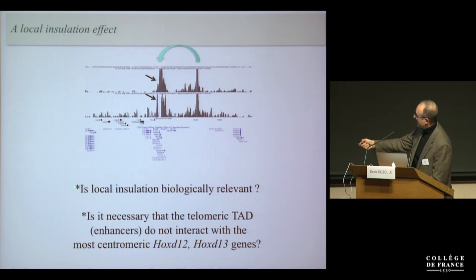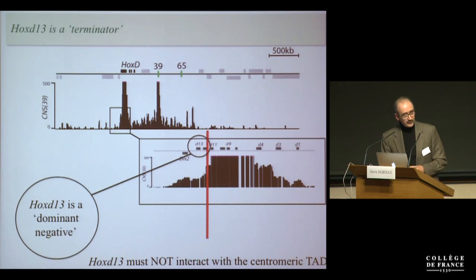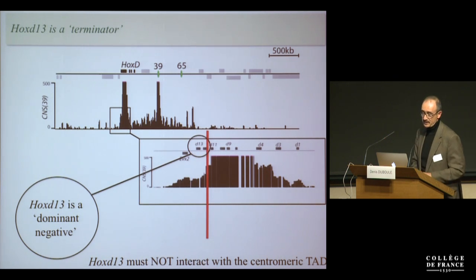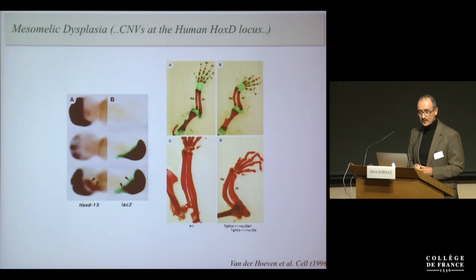So the question, of course, is whether it is biologically relevant. Is it necessary that the telomeric TAD, these enhancers, do not interact with the most centromeric 12 and 13 genes? And the answer is yes. It is very important to prevent this interaction. The reason is that number 13 is a dominant negative, a protein that kills the function of every other HOX gene it is co-expressed with. So you need to prevent genes number 13 and 12 from responding to the enhancers on the other side. I show you here one example of what happens when you do that.